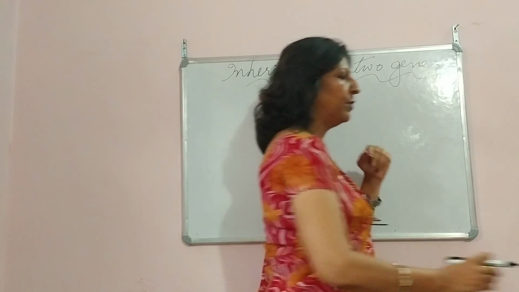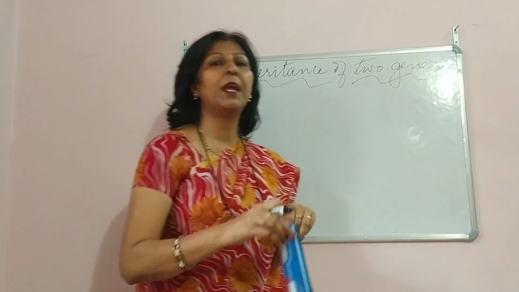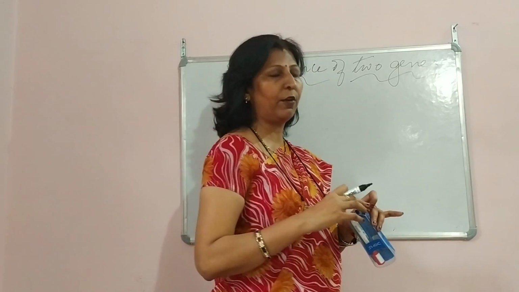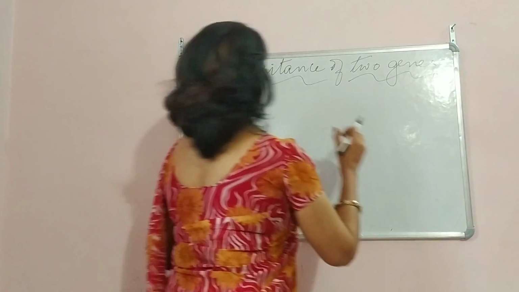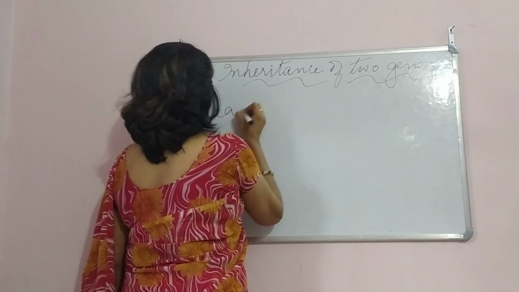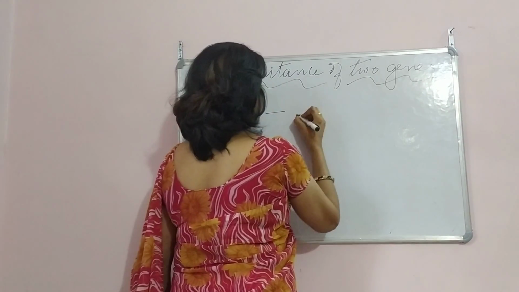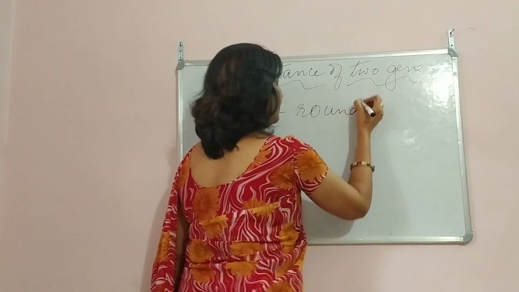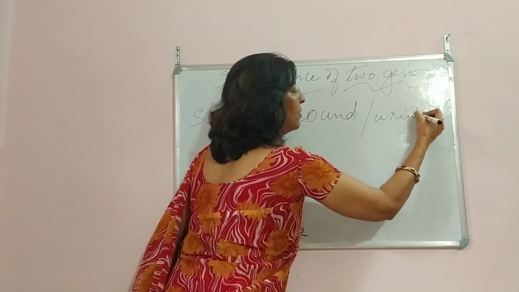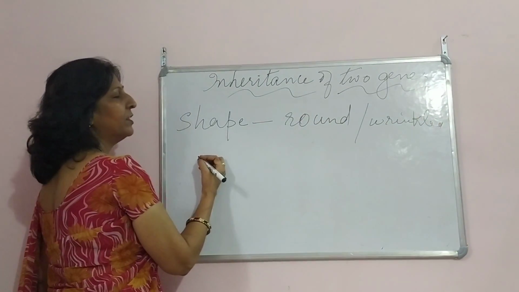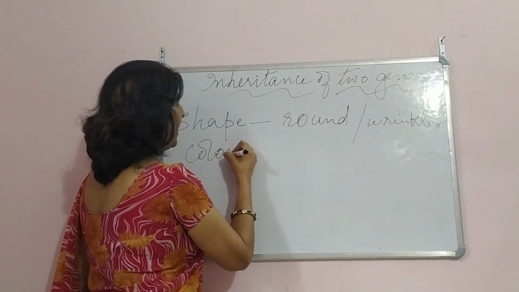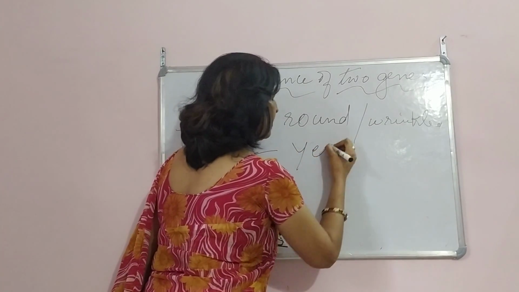Now we are going to study what? We are going to study the shape of the pod as well as the color of the pod. Okay? So we'll take 2 contrasting characters. So when we take the shape, what will be the shape? Shape, if you remember when we did those 7 contrasting, round and wrinkled. Okay? And then we'll take the color. So color will be yellow and green.